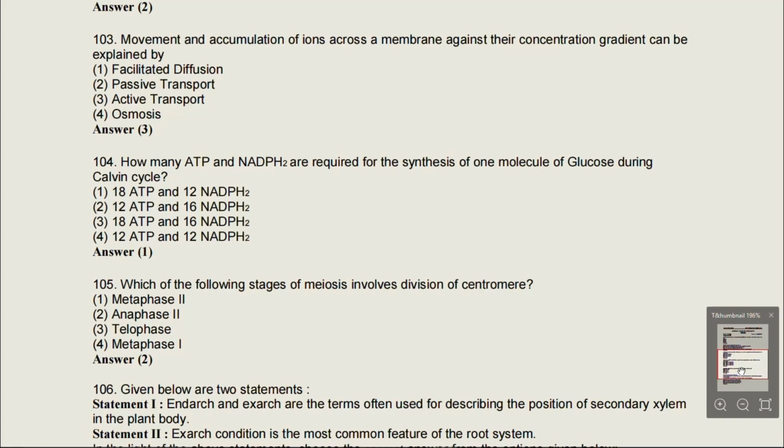Active transport is the movement of molecules across a cell membrane in the direction against their concentration gradient, that is moving from an area of lower concentration to an area of higher concentration. So then next one is, how many ATP and NADPH are required for the synthesis of one molecule of glucose during Calvin cycle? The answer is option first, 18 ATP and 12 NADPH2.